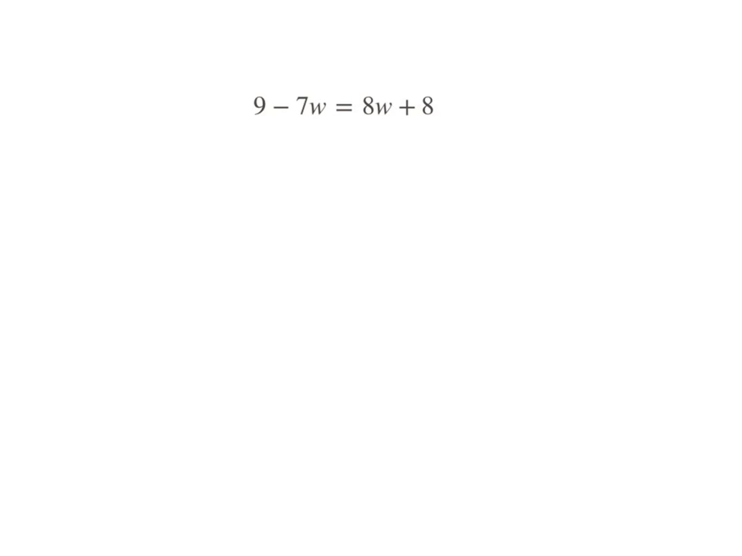So we have four choices, and we need to get w by itself. I'm going to start by moving a number. So I'm going to subtract 9 from both sides, and I have negative 7w on the left, and 8w minus 1, because 8 minus 9 is negative 1.